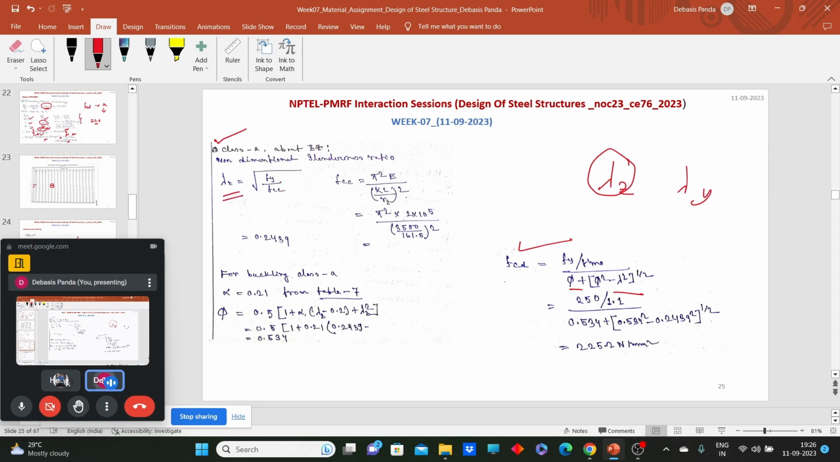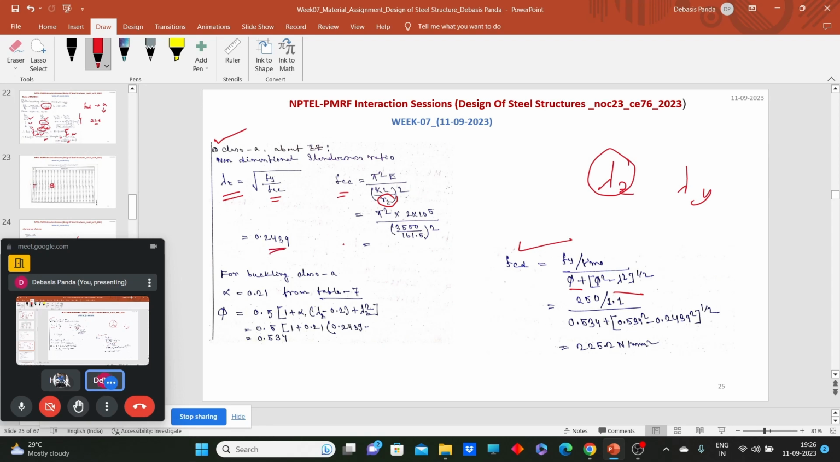Lambda Z equals the square root of Fy by FCC, where FCC is the Euler buckling stress. FCC equals pi square E by (KL by RZ) whole square. Look, here I have used the RZ. Why? Because now we are calculating considering the buckling about the ZZ axis, and this comes under buckling class A. So that lambda Z value comes out as 0.2439.